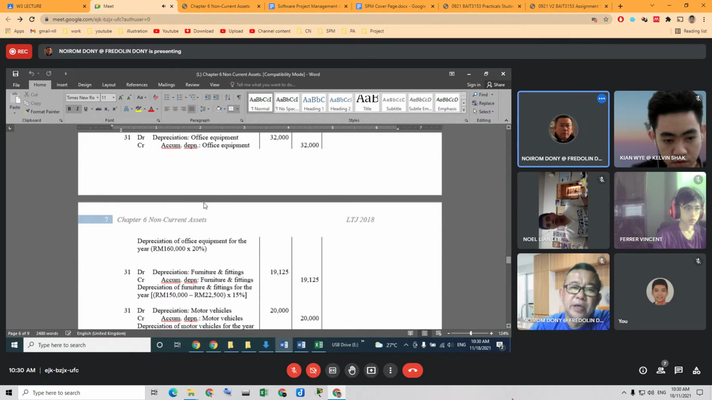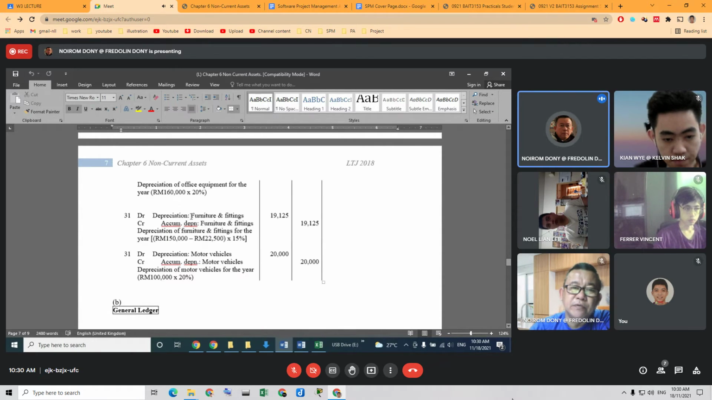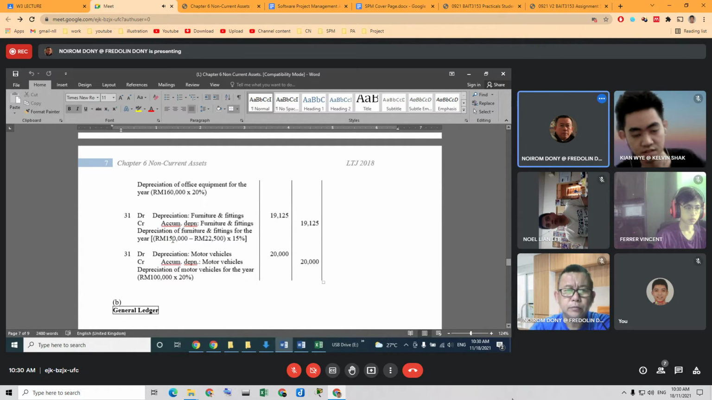Furniture and fitting, because of the written down value, isn't it? Sorry, not tax return, written down value. So for written down value, you need to minus the cost with accumulated depreciation, because the formula of net book value, you have to memorize it: cost less accumulated depreciation. So 150,000 from the trial balance and accumulated depreciation 22,500 from the trial balance as well. So minus, then times 15%. So you will have 19,125.